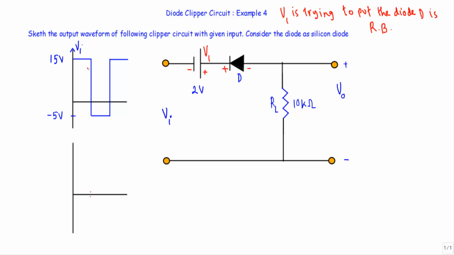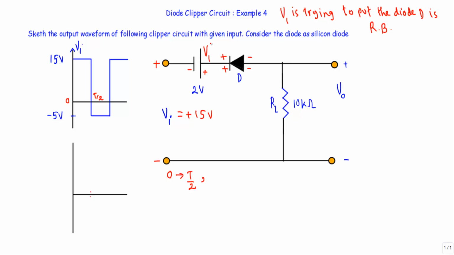Now consider the effect of input voltage. Consider the 0 to T/2 interval. In that case, the input voltage has a magnitude of plus 15. Vi is equal to plus 15. That means this terminal will be at higher potential and this terminal will be at lower potential. Okay, you will see the positive terminal of the input voltage during this interval is connected with the N side and the negative terminal is connected at the P side.